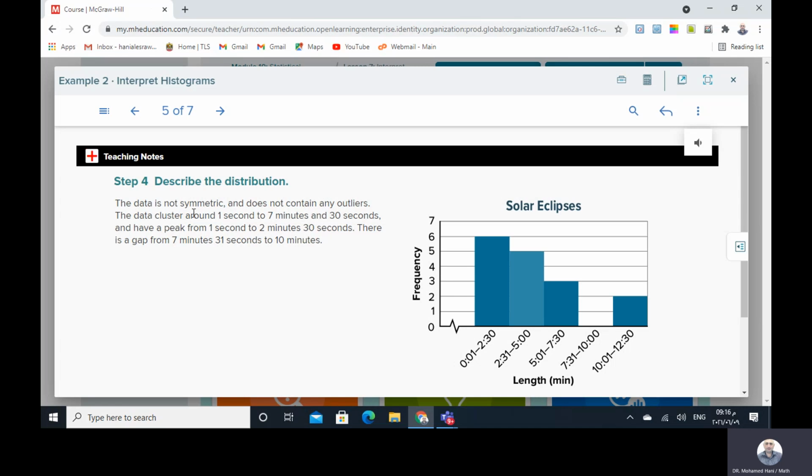The data is not symmetric and doesn't contain any outliers. The data cluster around 1 second to 7 minutes and 30 seconds and have a peak from 1 second to 2 minutes, 30 seconds. There is a gap from 7 minutes, 31 seconds to 10 minutes.